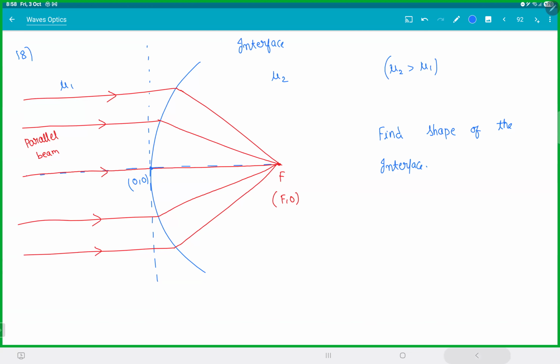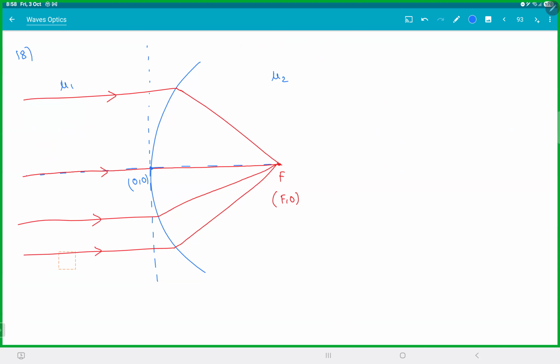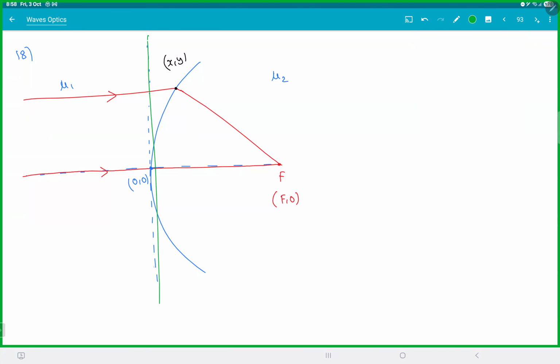Let me give you a few data points. See. Forget about all these things, just take two light rays. Let this point be x comma y. Now you can clearly see till this point, right? They're traveling the same distance, agreed? The problem starts from here. A, B, and this is F. So A to B and B to F, the green one.